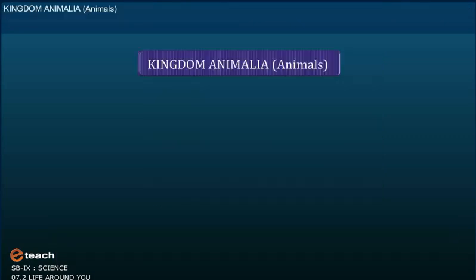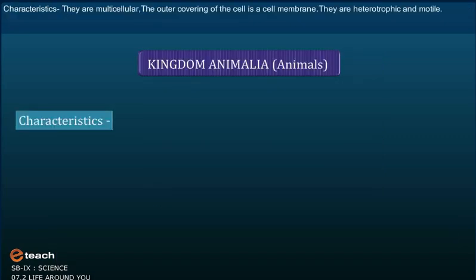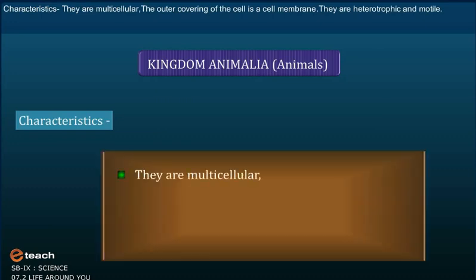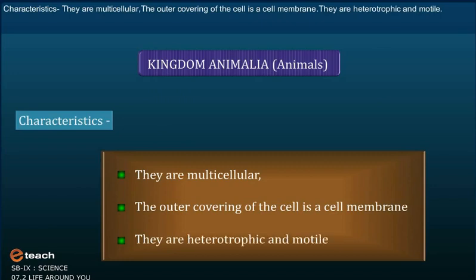Kingdom Animalia. Animals. Characteristics: they are multicellular. The outer covering of the cell is the cell membrane. They are heterotrophic and motile.